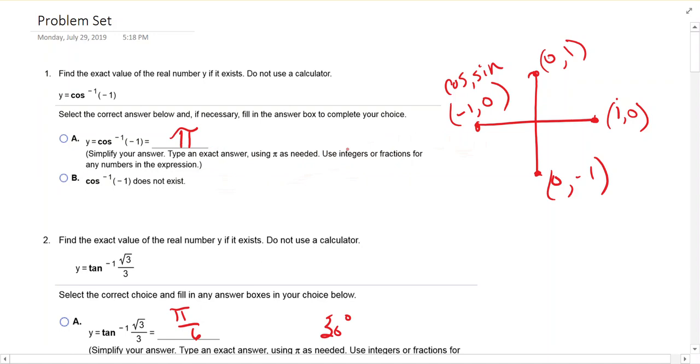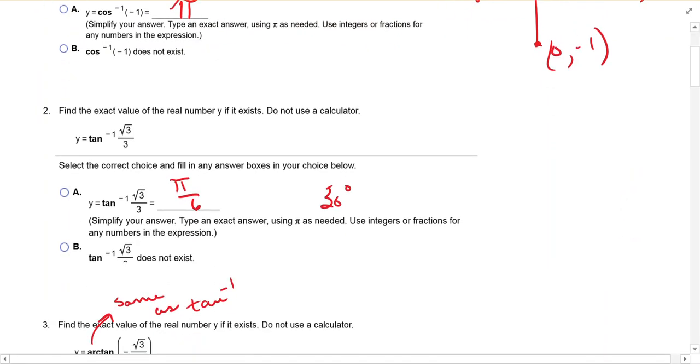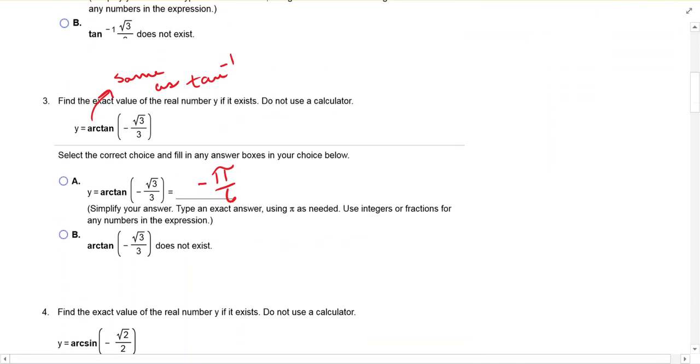All right, let's move down. Where is tan inverse square root of 3/3? That means what angle has a tangent of square root of 3/3? Well, that's 30 degrees, and that would be pi/6. If you forget that, you've got a reference sheet with your unit circle, where you could always draw your triangle. Arctan of negative square root of 3/3. So that's the same thing. Which angle has a tangent of negative square root of 3/3? That will be negative pi/6.